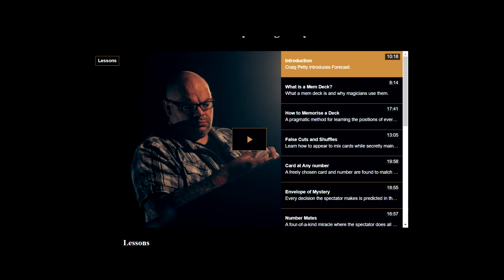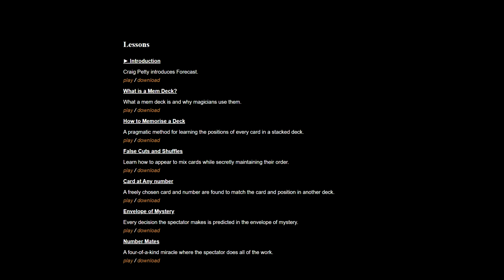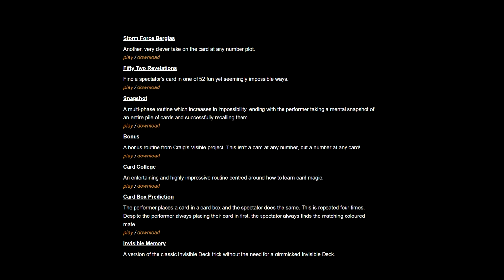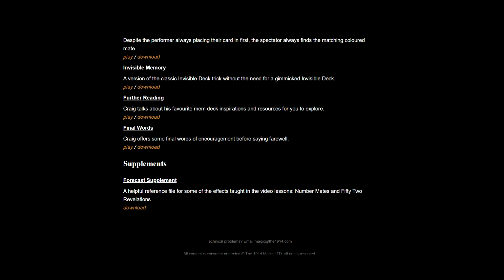So again, the next three tricks, you don't need to memorize the deck either. So that means of the nine tricks that are offered to you, six of them, you don't even have to memorize the deck. The last three tricks are done as full mem deck effects, where you will need to have the deck memorized by then.